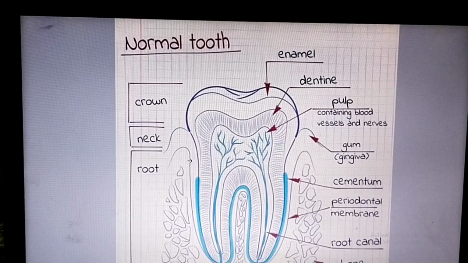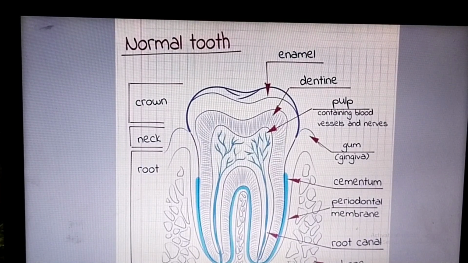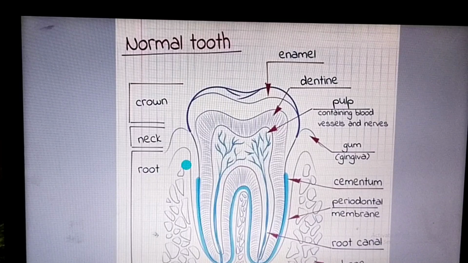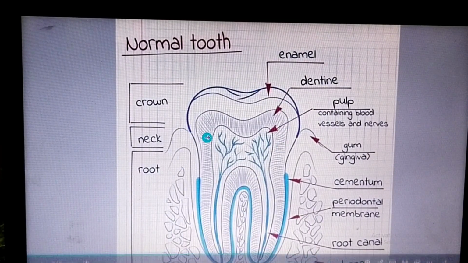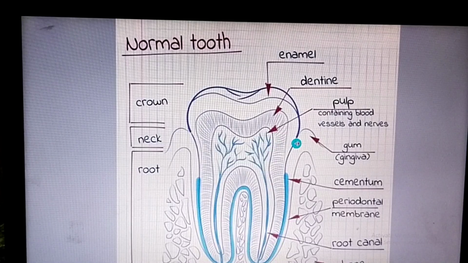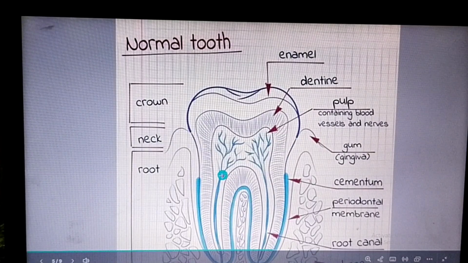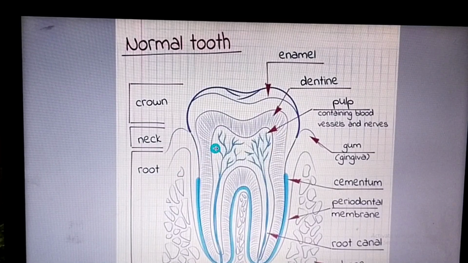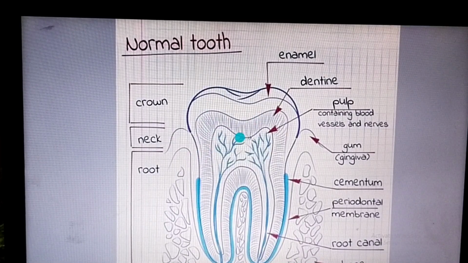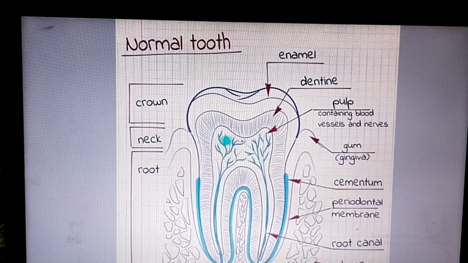Now, the type 1 exhibits an invagination that is confined to the crown. This whole area is the crown of the tooth. And these are the roots, as it is also mentioned. The first type is only confined to the crown. This is type 1. Okay.